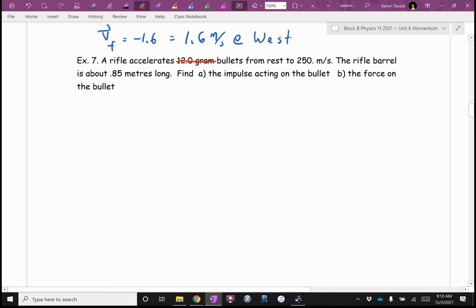12 grams, how many kilograms? How do you go from grams to kilograms? What does kilo mean? It's 1,000. So do you go 12 times 1,000 or 12 divided by 1,000? Okay.